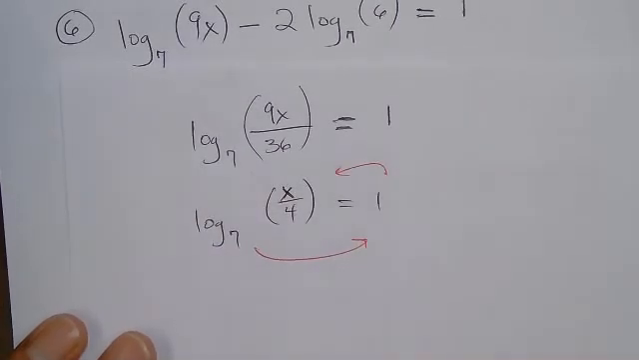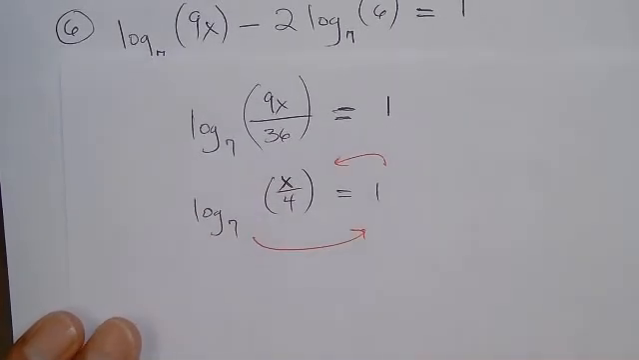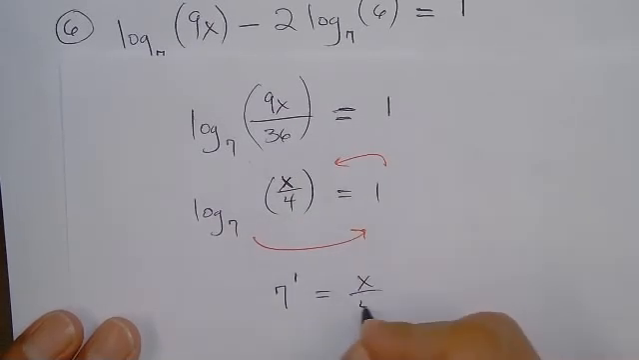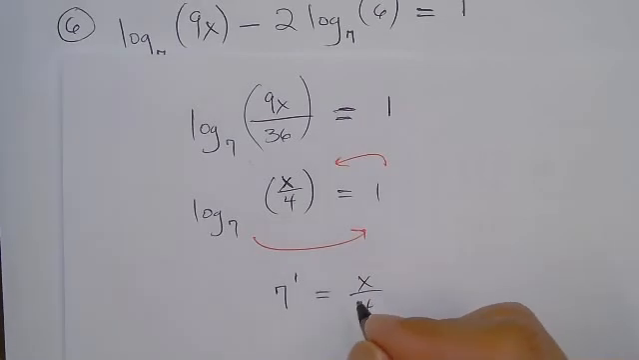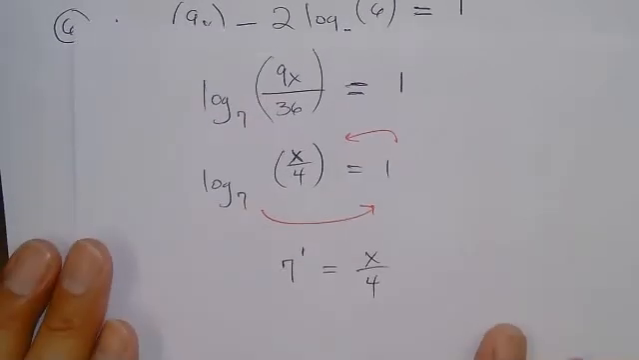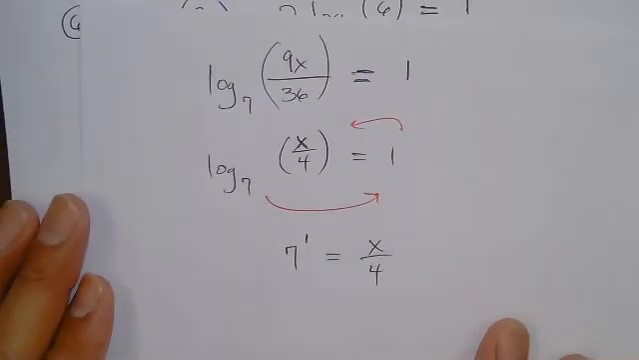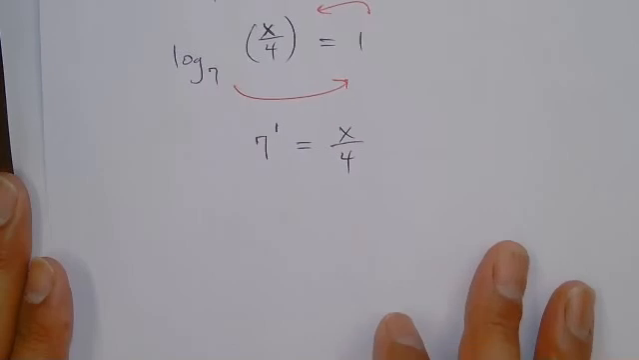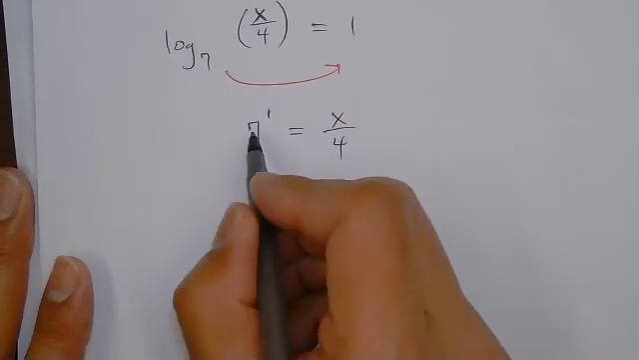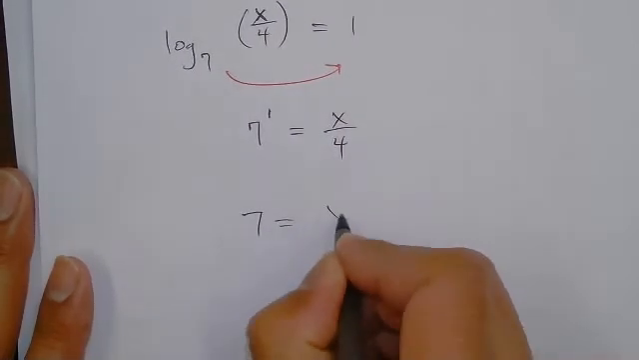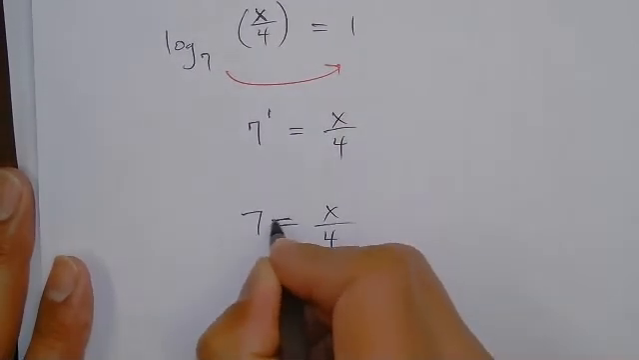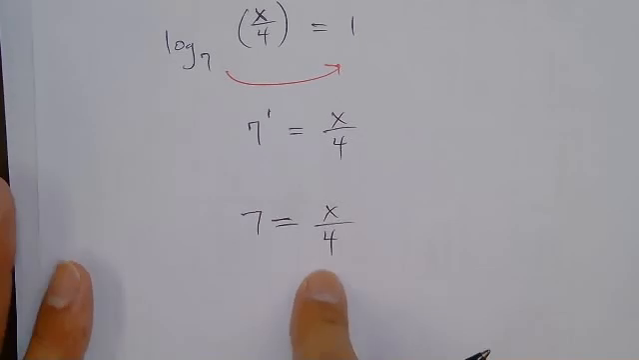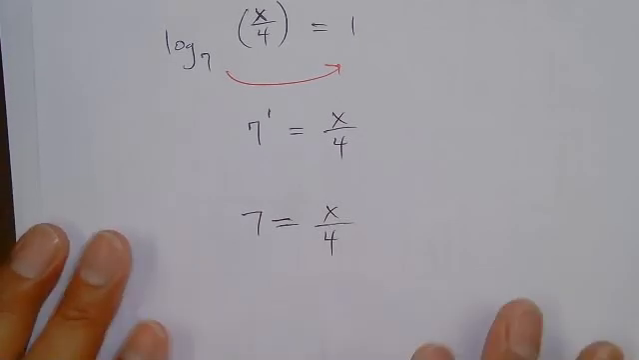Okay. Now, to solve it, we go counterclockwise. That's going to be what? 7 to the power of 1 is equal to x over 4. And 7 to the power of 1 is just 7, no?